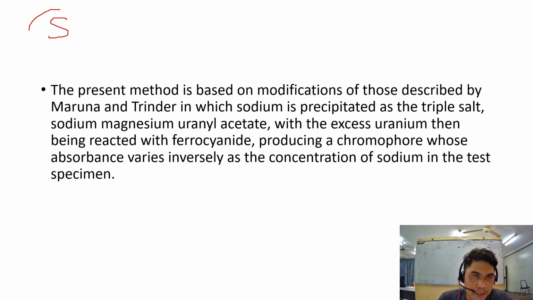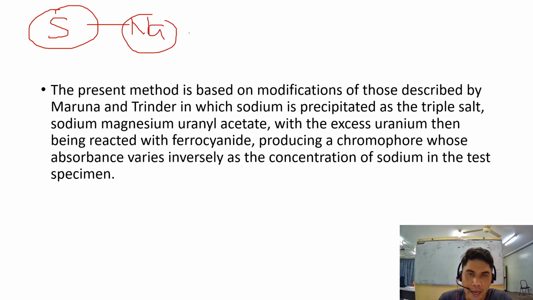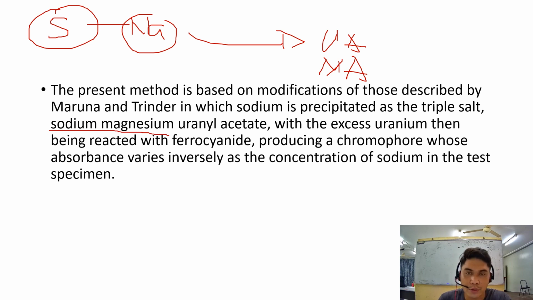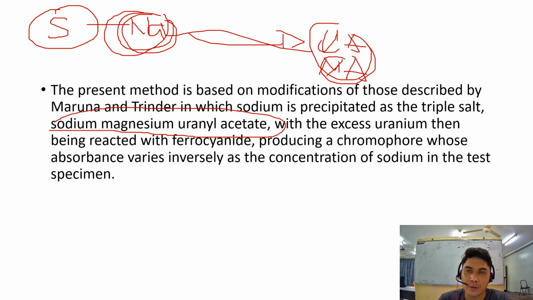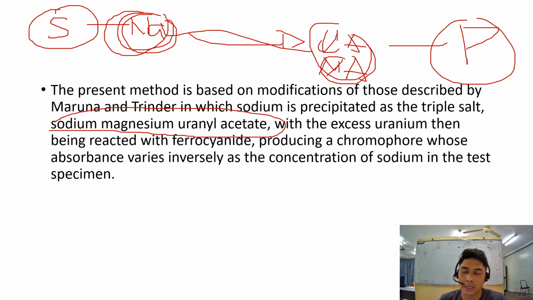In your specimen, sodium is present. This sodium will react with uranyl acetate and magnesium acetate to form a precipitate, and the name of that precipitate is sodium magnesium uranyl acetate. So if there's sodium in your specimen, it will react with uranyl acetate and magnesium acetate to produce a precipitate, which is your sodium magnesium uranyl acetate.